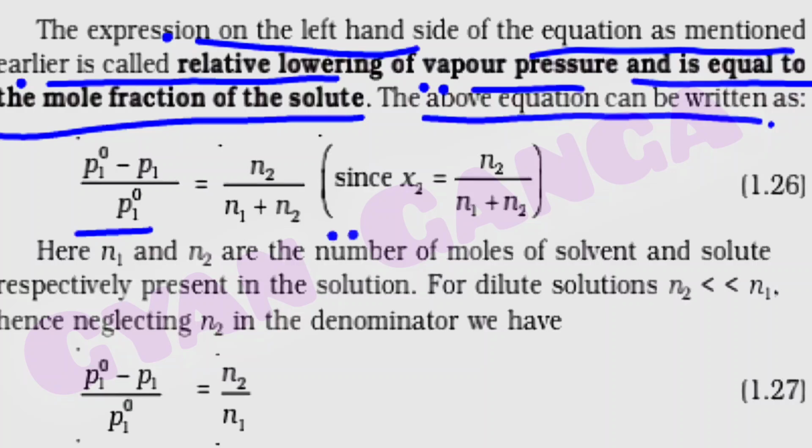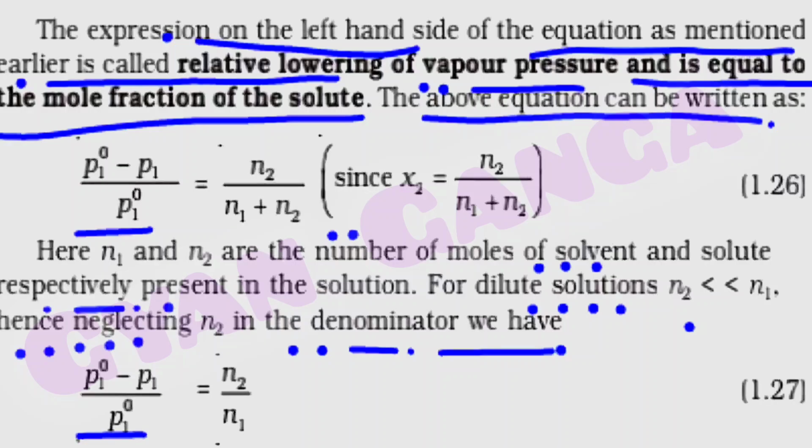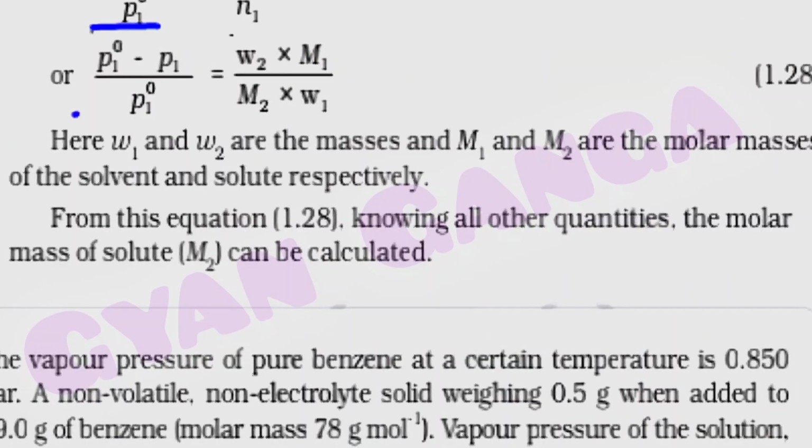Since X2 is equal to N2 upon N1 plus N2. Here N1 and N2 are the number of moles of solvent and solute respectively present in the solution. For dilute solution, N2 is much lesser than N1. Hence, neglecting N2 in the denominator, we have (P1° − P1)/P1° = N2/N1, or (P1° − P1)/P1 = W2 × M1/(M2 × W1).